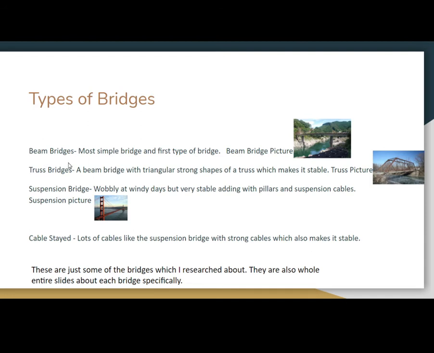Most simple are beam bridges, and the first type of bridge, a beam bridge picture. Truss bridges, a beam bridge with triangular shapes of a truss, which makes it stable. Truss picture. Suspension bridge, wobbly on windy days, but very stable. I forgot to add wobbly in there, but at least you know now. But very stable, adding pillars and suspension cables.